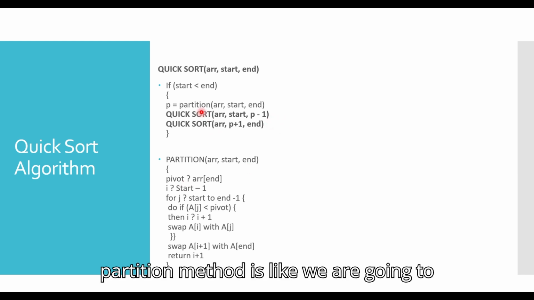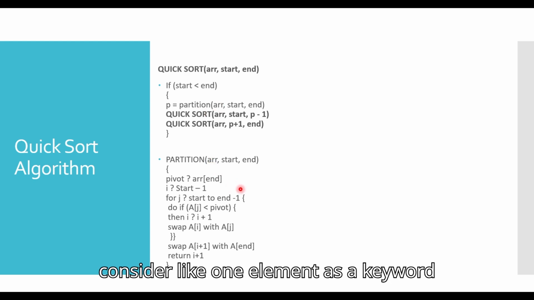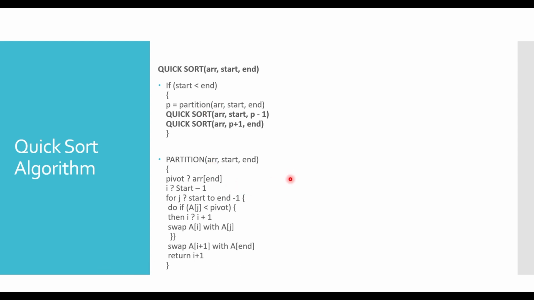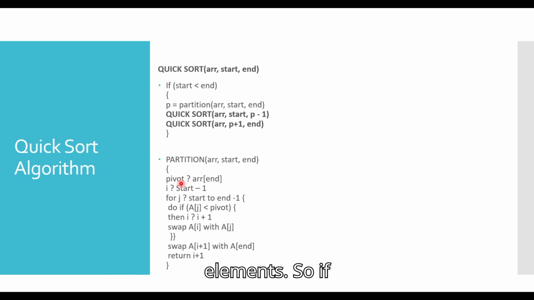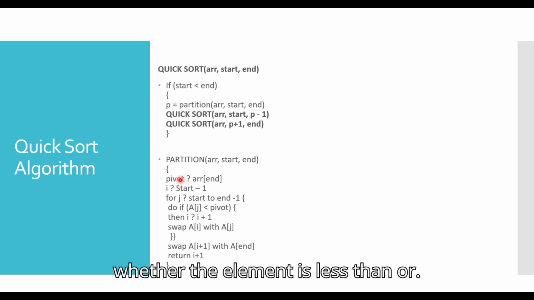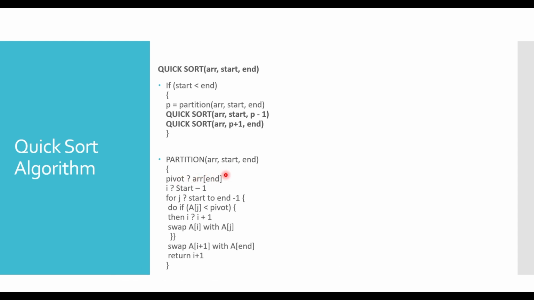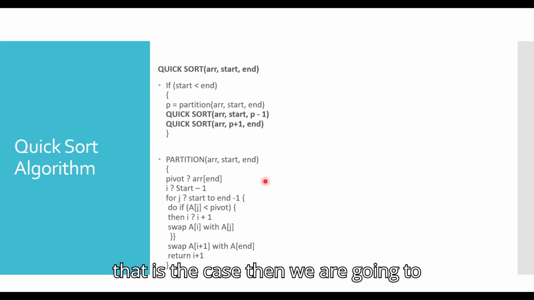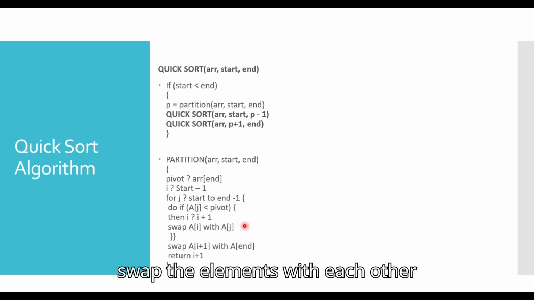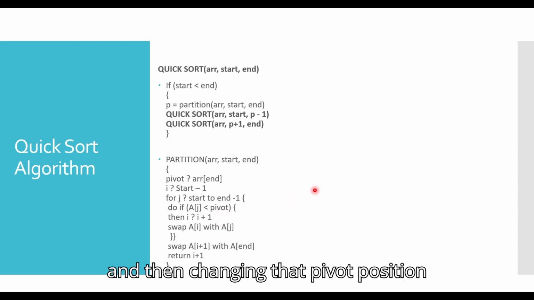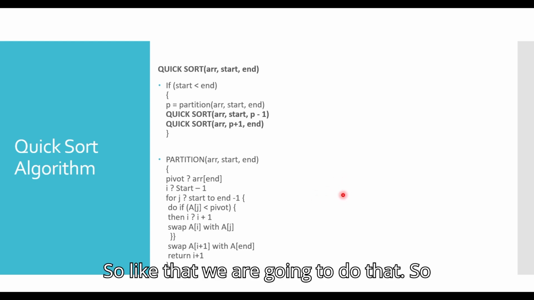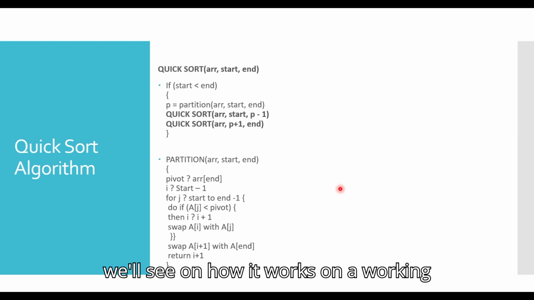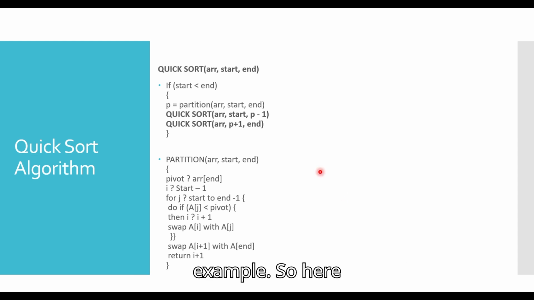What is there in the partition method is that we consider one element as a pivot and then compare the elements with it. If the element is less than the pivot, or otherwise, we swap the elements with each other and change the pivot position to the new index. Like that we are going to do it. We'll see how it works with a working example.